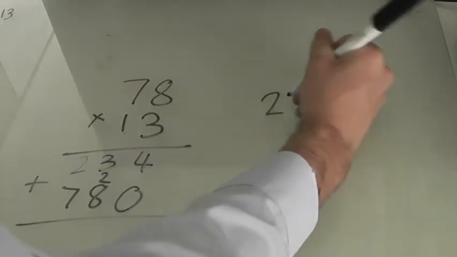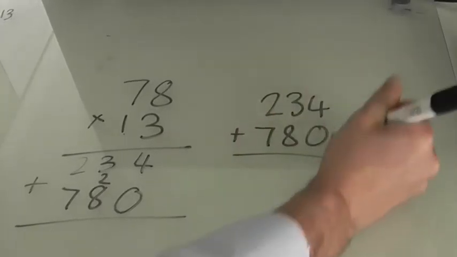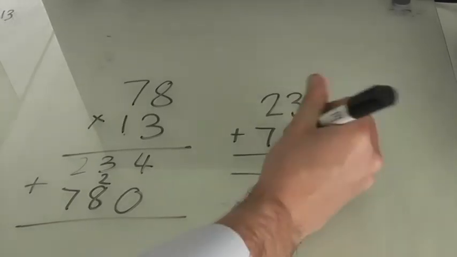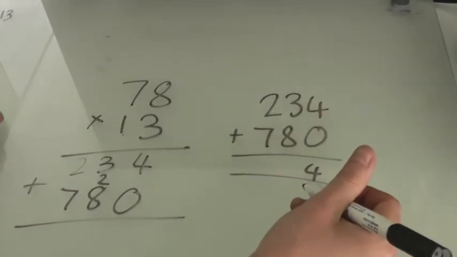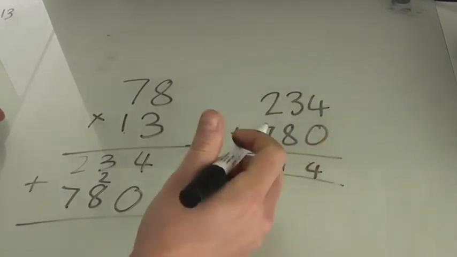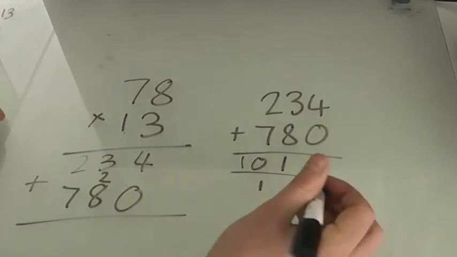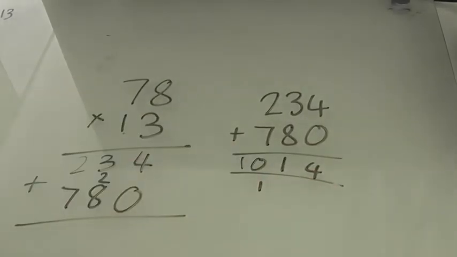So let's do it up here so you can see it. 4 add 780. 4 add nothing, which will give us 4. 8 add 3, which will give us 11. And 7 add 2 add 1, which gives us 10. So the first one, your answer, is 1014. Let's have a look at the next one.